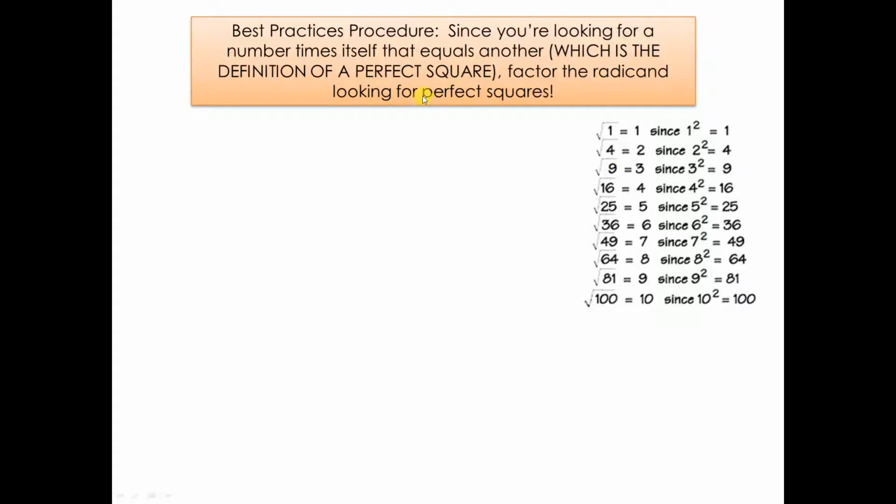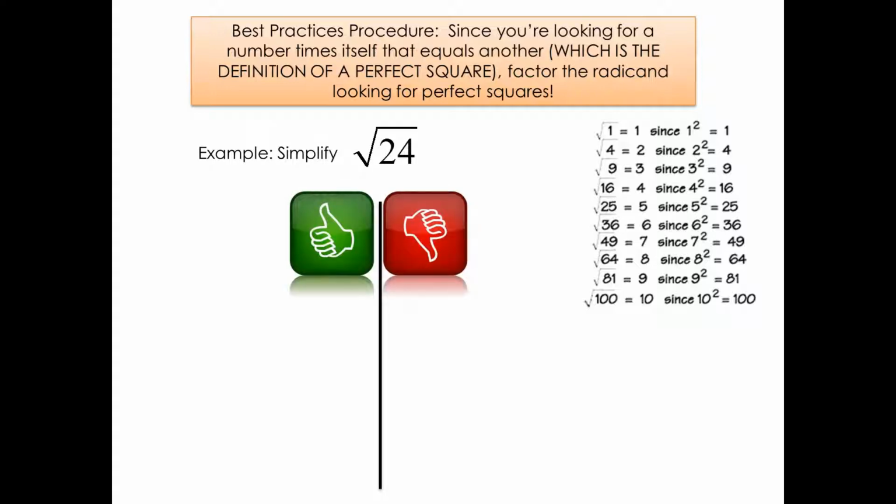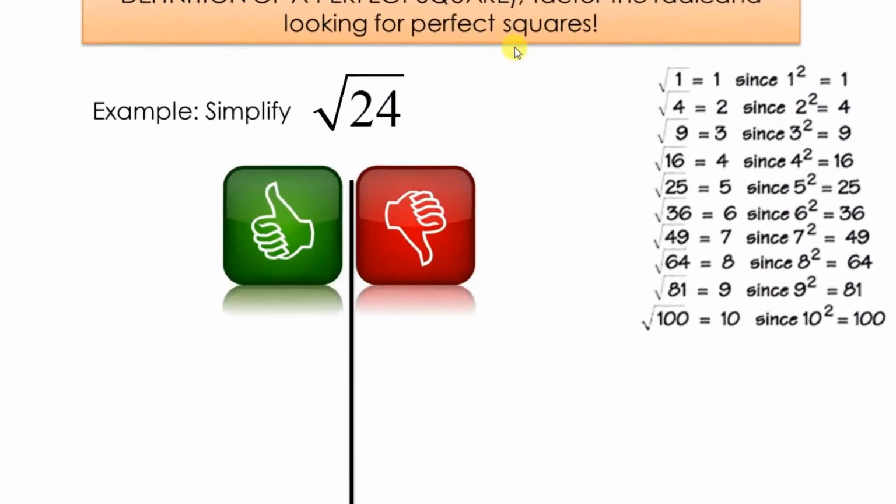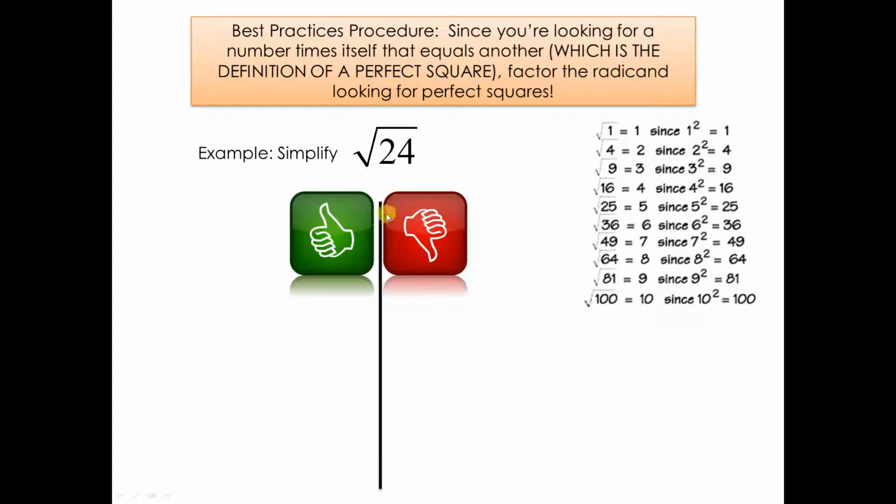The smart way to simplify a square root is to factor, but not factor completely and not prime factorization. You need to factor and you need to look for perfect squares. You got to look for perfect squares. So let's look at an example over here. On the left, we're going to do it the smartest possible way, and on the right, we're going to try some other ways that you can still get the right answer. They're not wrong, but they're inefficient.